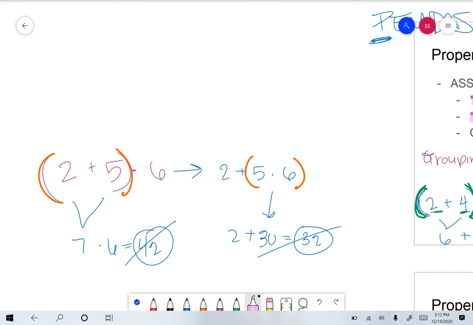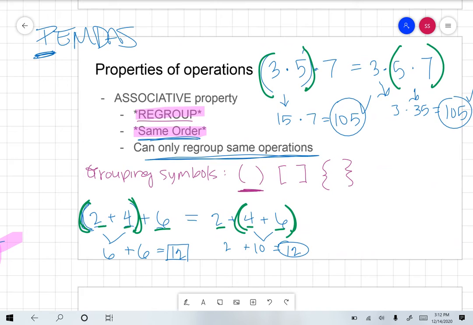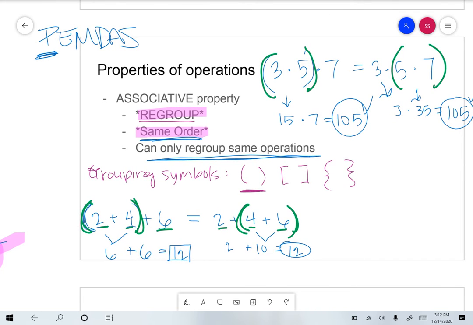If we regroup when something's being added and then multiplied, added then multiplied, we will not get equivalent expressions, okay? So that's what it means by we need to keep the same order, but we can regroup, but it will only work if we have the same operations grouped. Okay.